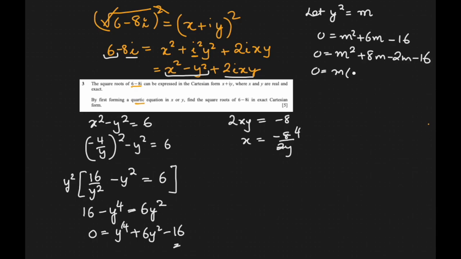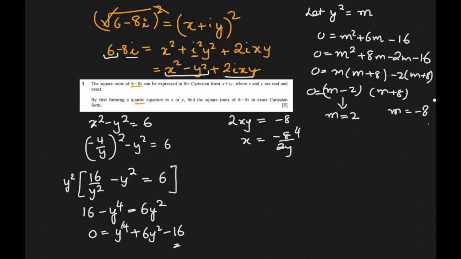It is m plus 8, and then we have minus 2 times m plus 8. So the factors become m minus 2 and m plus 8 equal to 0. This gives us m equal to 2. This gives us m equal to minus 8. However, m was my creation, it was not in the question, so I'll go back to what I assumed. I assumed y square equal to m. So y square is equal to 2 and y square equal to negative 8.